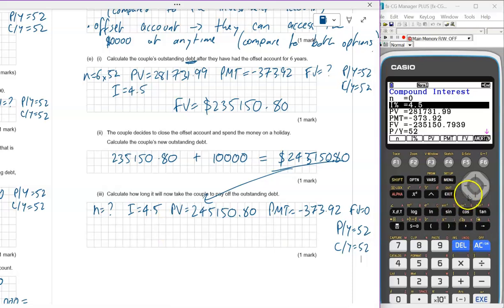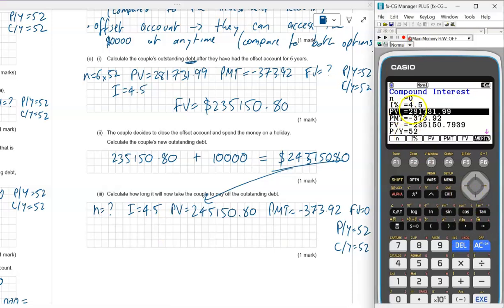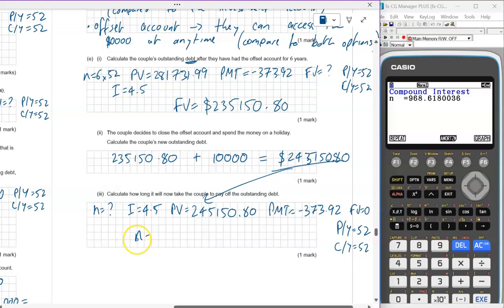Let's change that present value to 245,150.80. PMT remains the same there. Future value set to 0. PY and CY both 52. So what is the value of N based on all that? It will still take them approximately 968.62 weeks to pay off that loan.